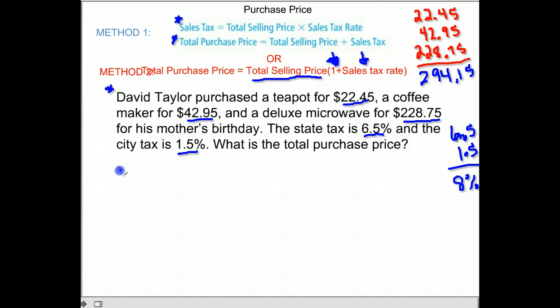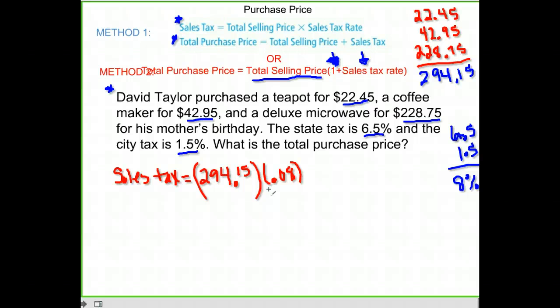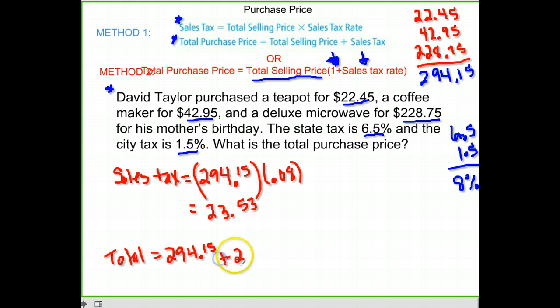For method 1, the first thing you do is you find the sales tax, which means we take our total purchases and we multiply by our rate changed to a decimal. So we're going to take $294.15 times 8%, times 0.08. And we get $23.53. And then to find the total purchase price, we take our purchase of $294.15 and we add to that our tax of $23.53. And good, yep, we get $317.68.